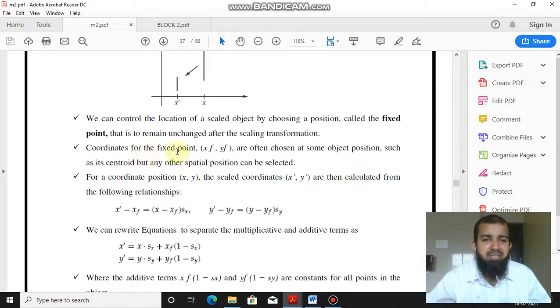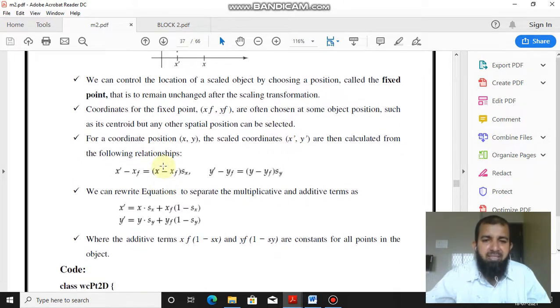Coordinates for the fixed point xf, yf are often chosen at some object position, such as its centroid, but any other special position can be selected. So these are the coordinates for the fixed position. If you don't want to change the position, the fixed point xf and yf are often chosen at some object position, such as its centroid, but any other special position can be selected.